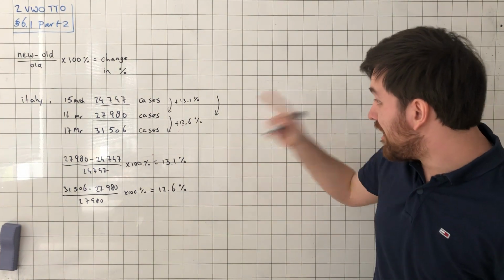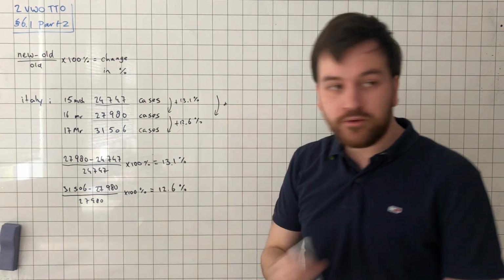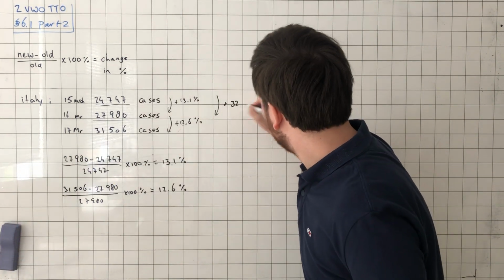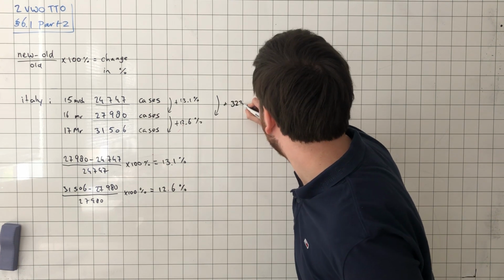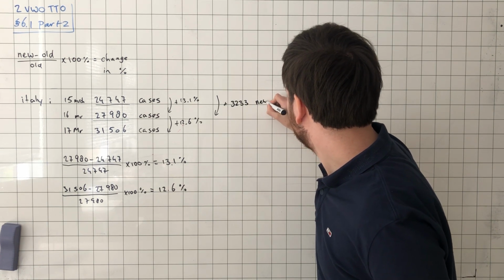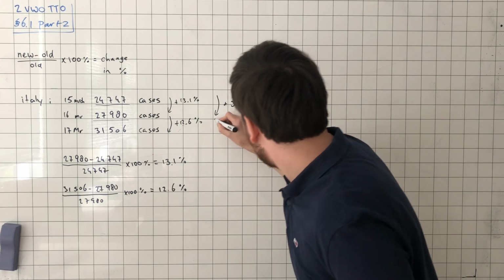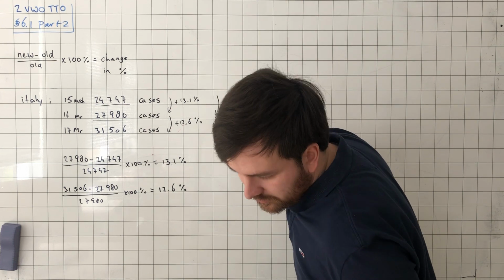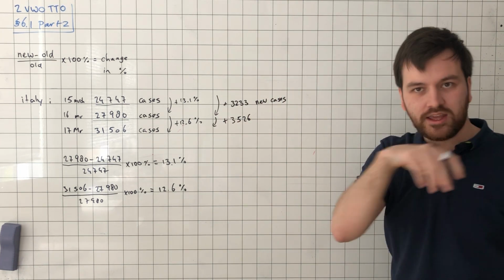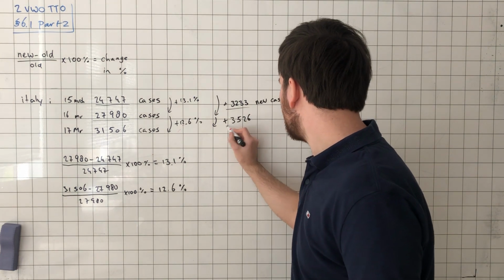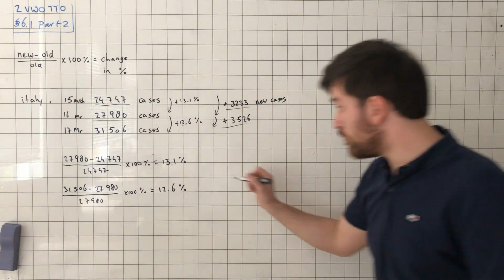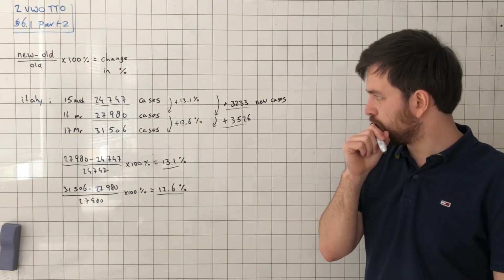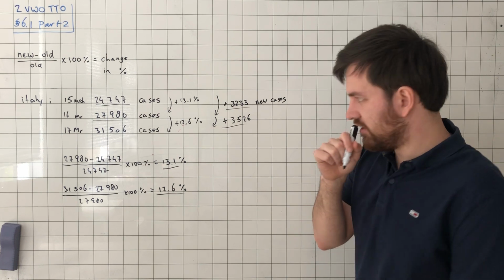Let's continue. In this case, absolutely speaking, there are 3,233 new cases. And over here, the amount was bigger, 3,526. So what you're seeing is that, absolutely speaking, the amount of new cases is increasing. But relatively speaking, it is decreasing. So it's basically up to you to decide, is that good or is that bad?